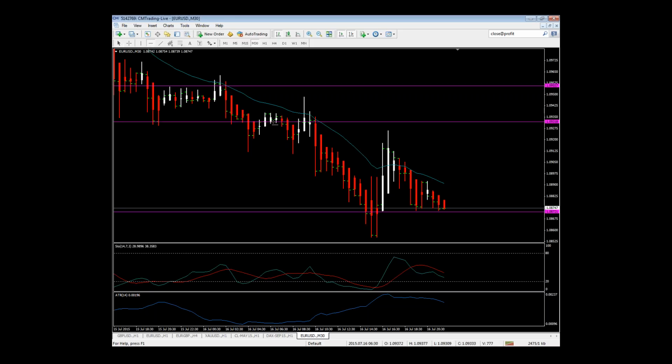Okay, we're entering. I'm going to put the entry. The entry is here. Stop loss, 25 pips. Can we get 50 pips out of this trade? As long as it stays below that moving average, we're golden. So we're moving down. 75 pips the market moves.